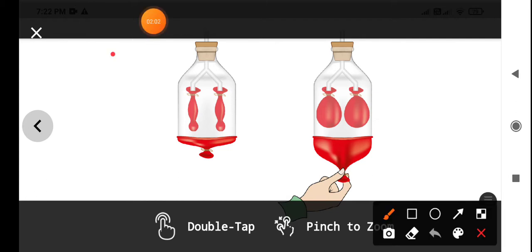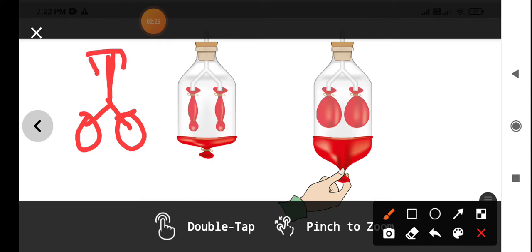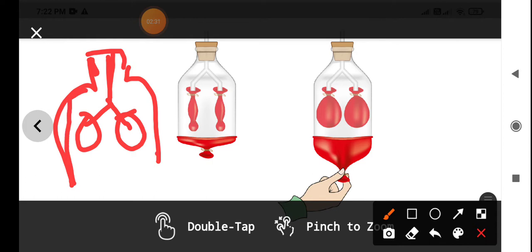So this Y-shaped straw should be inserted from the mouth of the plastic bottle, and here tie two balloons. After tying the two balloons, where you have already cut this bottle into half, on the other edge you tie a rubber band.